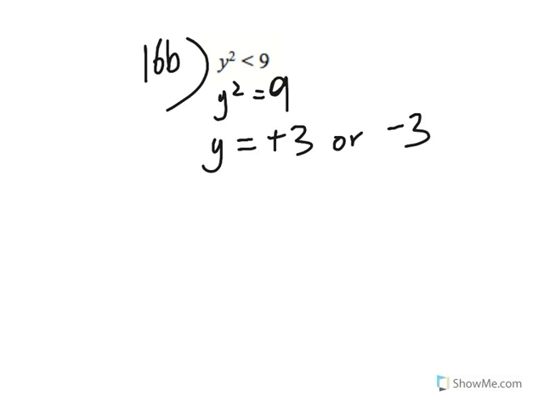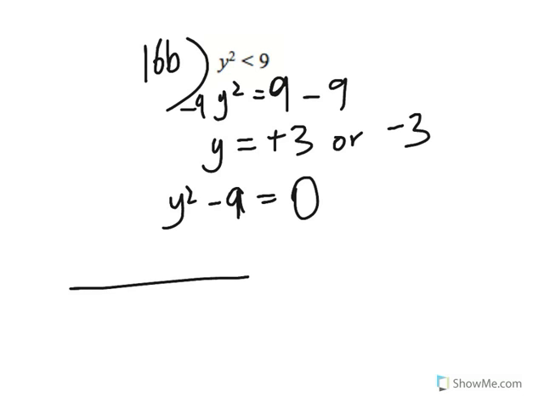Now let's say we took negative 9 to the other side, so we subtracted 9 on both sides. We would get y squared minus 9 is equal to 0. So basically that means that the two roots of this quadratic equation are plus 3 and minus 3. So let's draw it. Let's say that's the x-axis. So the two roots are plus 3 and minus 3.